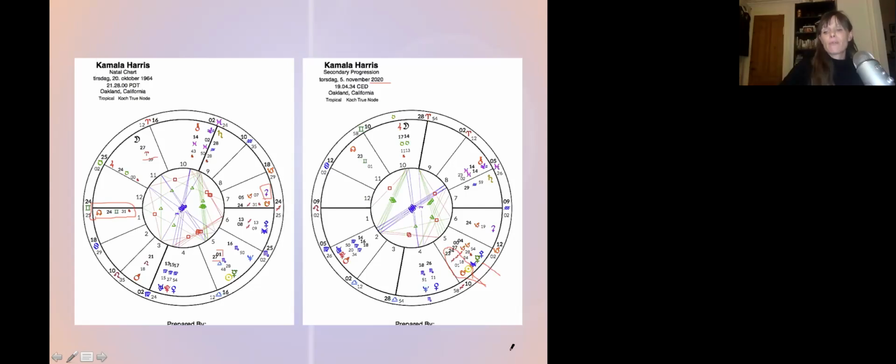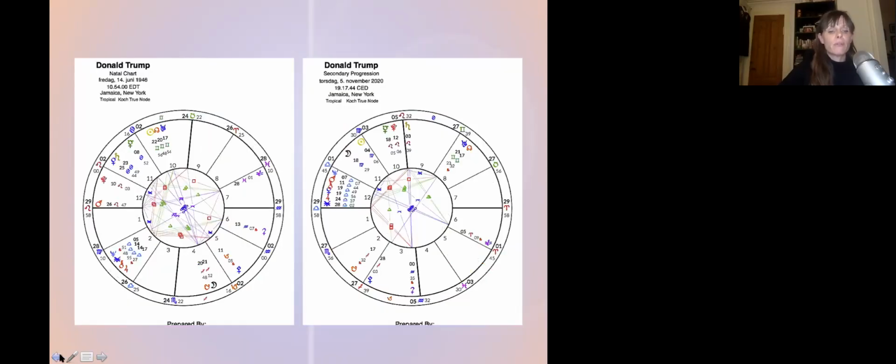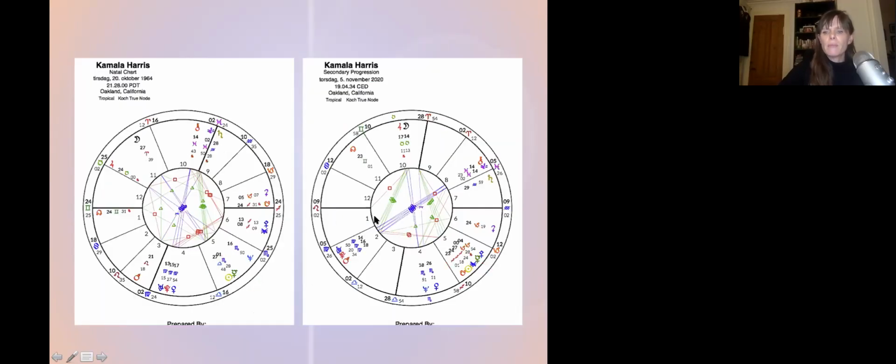Mercury is retrograde by progression. If you want to see when that happened, we'd have to go back to, oh, I didn't bring in that chart. I'm so sorry. We'd have to go back to 2013 when Mercury went retrograde in Kamala Harris's chart. You would have to see a little bit more into those details to see what happened in her life at that time. It's the ruler of her north node. So it's like the secondary progression of her life.